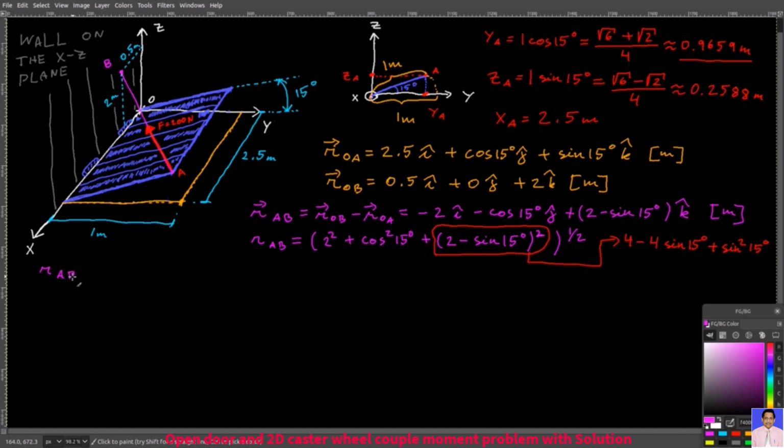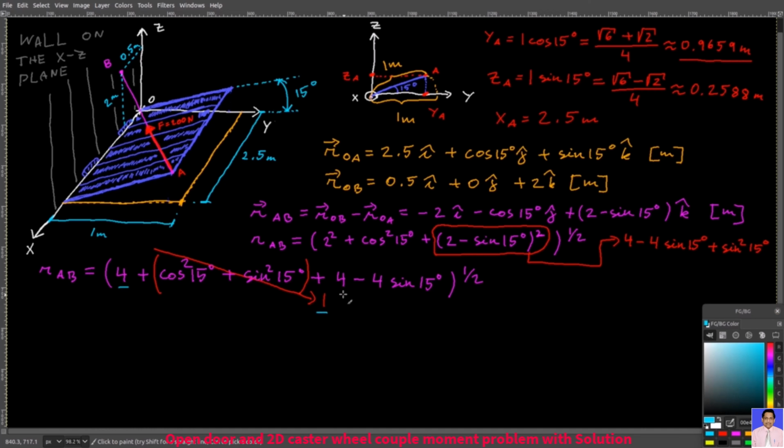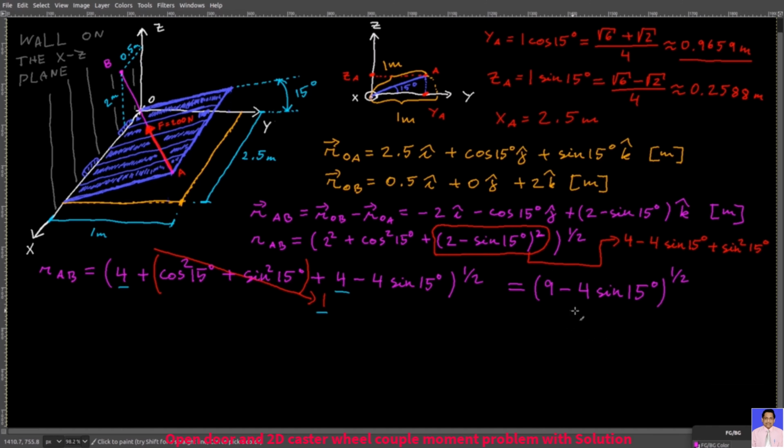And so that means that the magnitude of this displacement vector, it can be written down like this. And now look, this one here, this is a trigonometric identity, which is 1. And so 4 plus 1 plus 4 will give you 9. And so this will be your final magnitude of the displacement vector, which is more or less 2.82 meters.